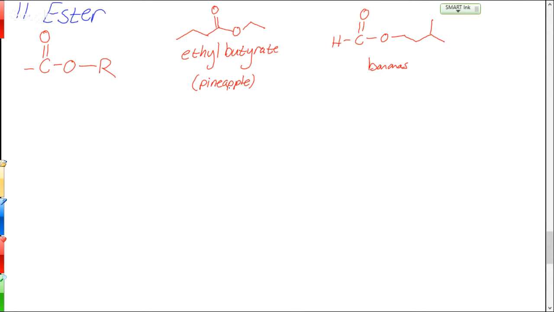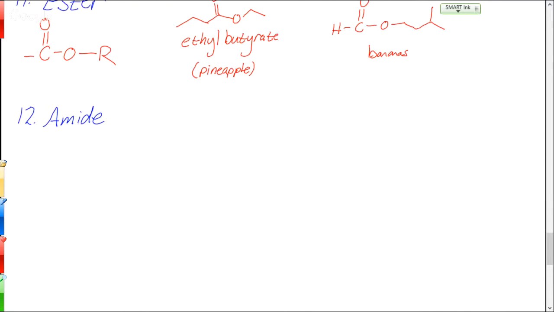All right, and then the last one we're going to look at is called an amide. And an amide is a carbonyl group with a nitrogen next to it.